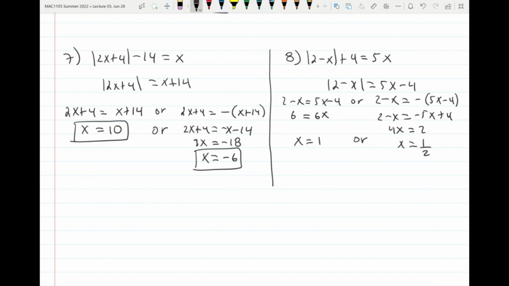Okay, so let's go ahead and let's check. And let's see if this guy works. So we put a 1 here, that's okay, right? You're going to get 1. 1 plus 4 is 5. 5 times 1 is 5. So this guy is fine. How about this one, 1/2?